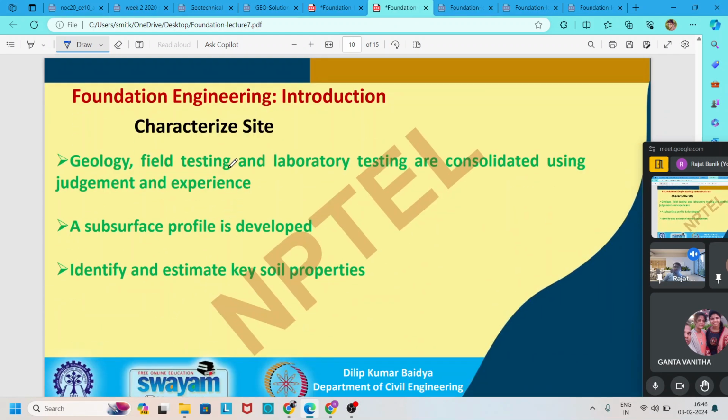After that, we characterize the site based on the geology of the site. That means field testing and laboratory testing are consolidated using judgment and experience. Then we also develop a subsurface profile by which we can identify at what depth what type of soil is present and how it is behaving. Then identify and estimate the key soil properties.